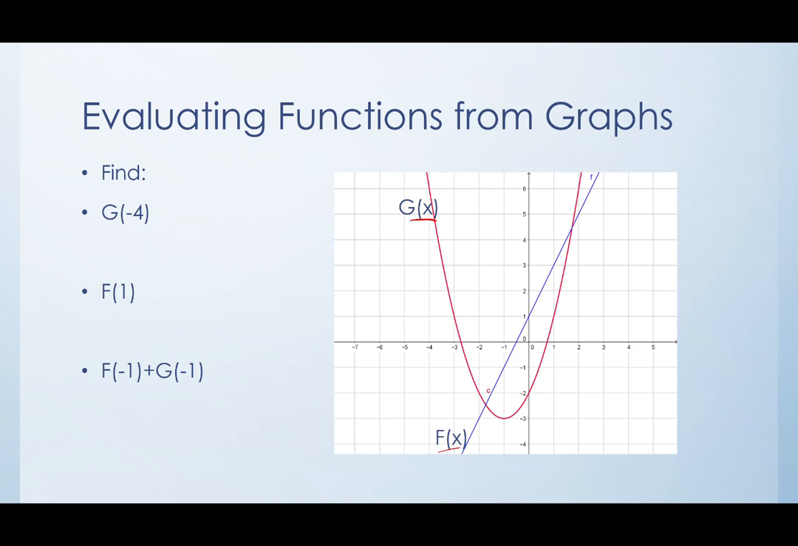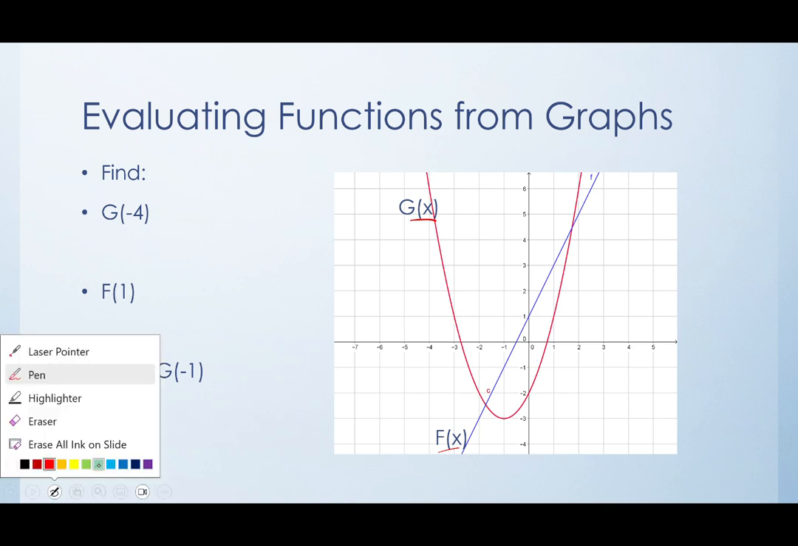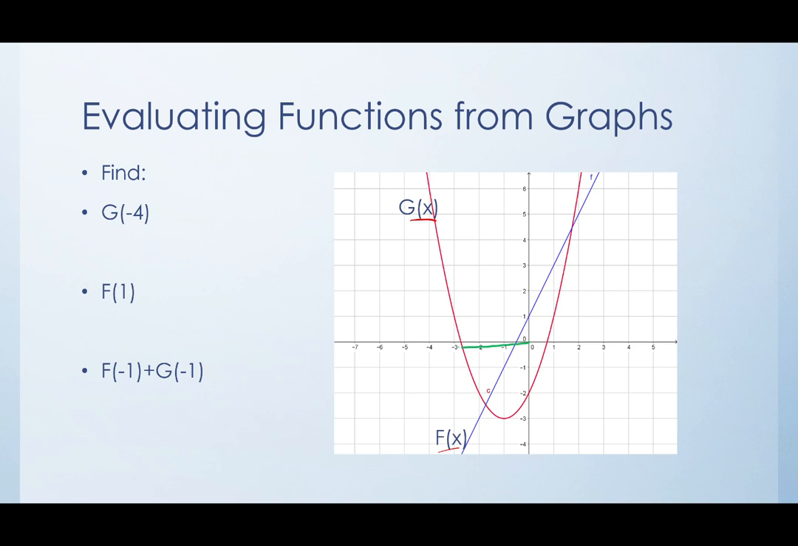So if we want to evaluate and see what g of -4 is, we're going to say, okay, I'm going to go over here to -4. There's -4. And I'm going to go up or down and see where my graph is. What's my y coordinate of the graph there? And it turns out that this one is 6.